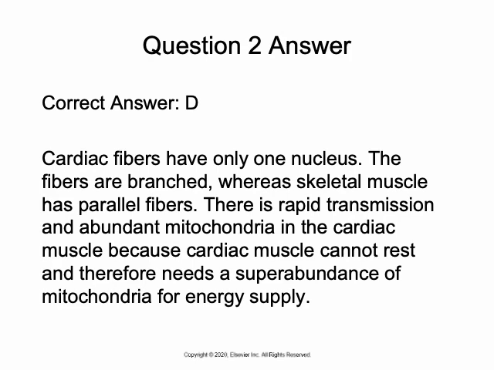If you answered D, you're correct. Cardiac fibers do indeed have only one nucleus. The fibers are branched, whereas skeletal muscles are parallel. Cardiac fibers have rapid transmission and abundant mitochondria. They have abundant mitochondria because cardiac muscles cannot rest, and therefore they need a superabundance of mitochondria to provide a constant energy supply.